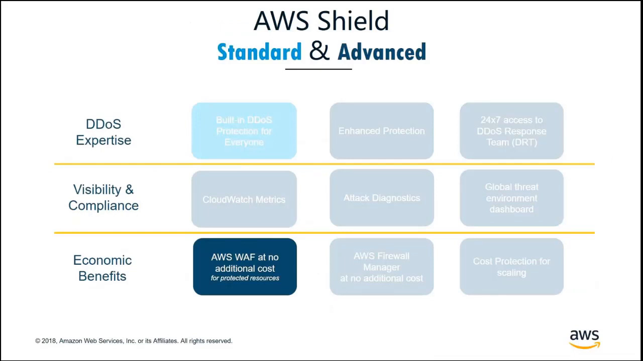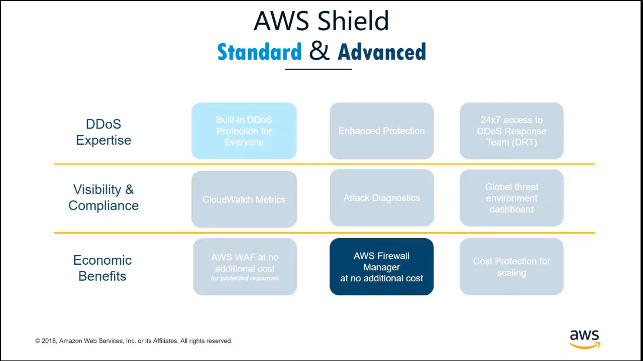So now I'm going to cover some of the economic benefits of Shield Advanced. It's not just the ability to have a superior security posture, and not just the ability to see and maintain compliance when it comes to DDoS protection, but also AWS WAF is included for Shield Advanced subscribers at no additional cost. So all of the scaling and utility costs of WAF is included when you're a Shield Advanced subscriber and you're protecting that WAF protected resource in Shield Advanced.